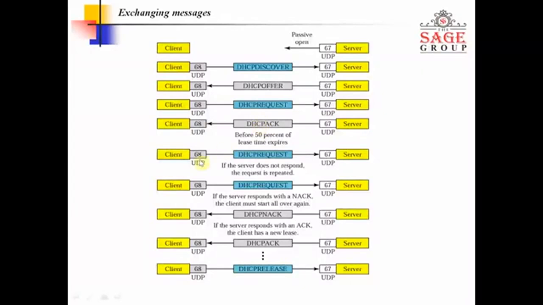Sorry. After this, the acknowledgement reaches the client end. The client sends the DHCP request. If the server does not respond, the request is repeated until the DHCP negative acknowledgement is sent by the server. The client continuously sends that DHCP request until the negative acknowledgement is sent.